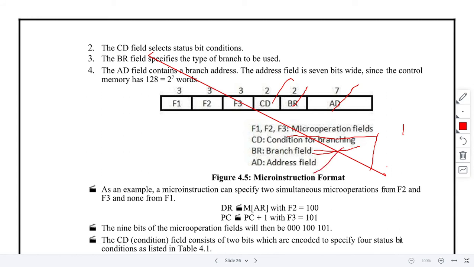As an example, a micro instruction can specify 2 simultaneous micro operations from F2 and F3 and none from F1. For example, if we take DR ← M[AR] with F2 equal to 100.